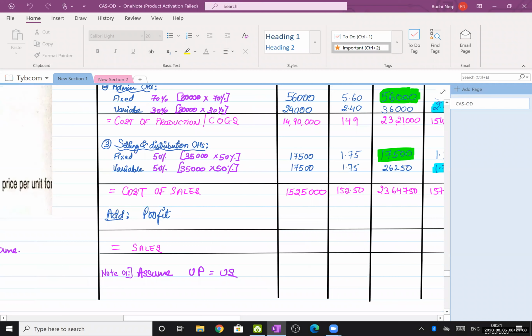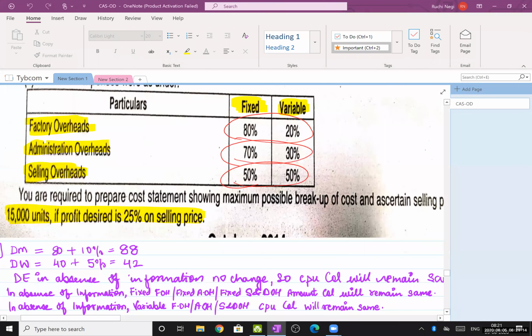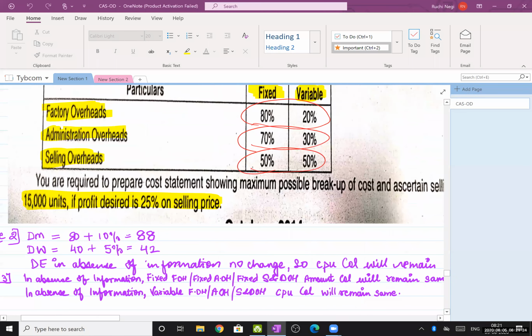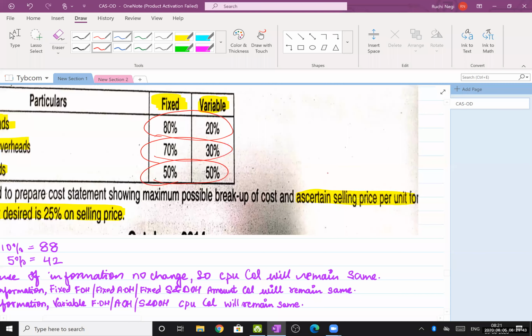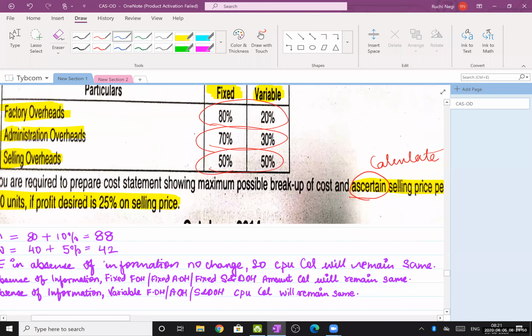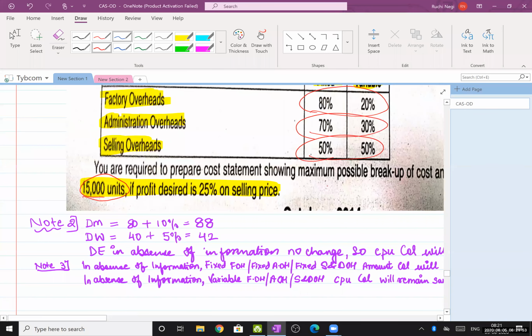So profit calculate karna hai. Yeah, look here. What was the last point? If profit desired is 25% on selling price. You are required to prepare a cost statement showing maximum possible breakup of cost and calculate selling price per unit for 15,000 units. Now see, yahan ye log ne clearly bola hai ki you have to calculate selling price. Ascertain means calculate. Selling price per unit for 15,000 units. If profit desired is 25% on selling price.